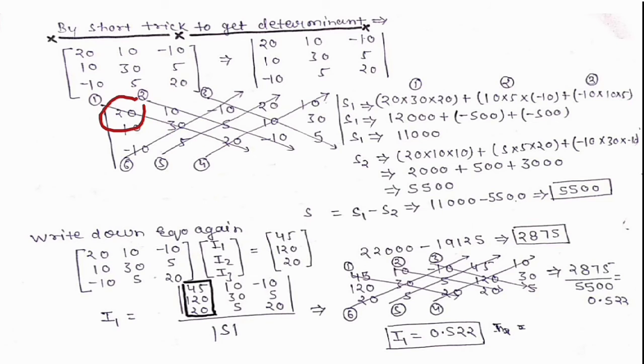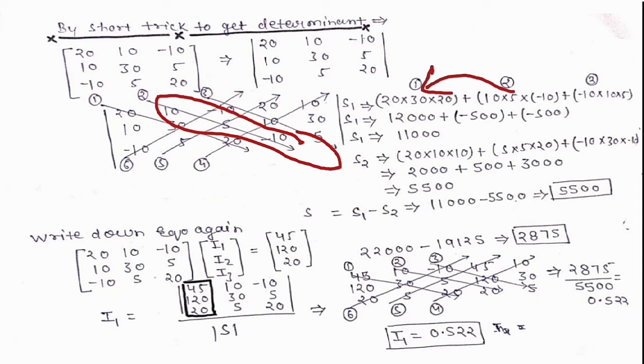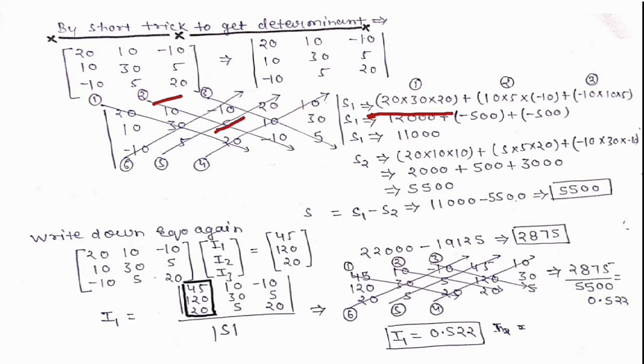if we cut this, so you can say 20 cross 30 cross 20, we multiply this. Okay, and again we multiply this, and then add this 10 cross 5 cross 10. You will see here actually 20 cross 30 cross 20 plus 10 cross 5 cross minus 10 plus minus 10, 10, 5. Okay, so whatever value you will get is 11,000.